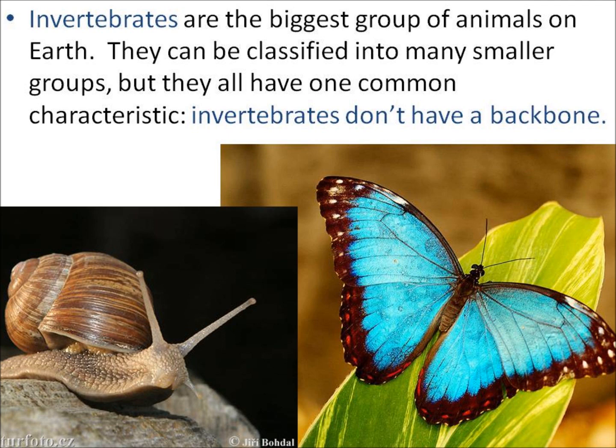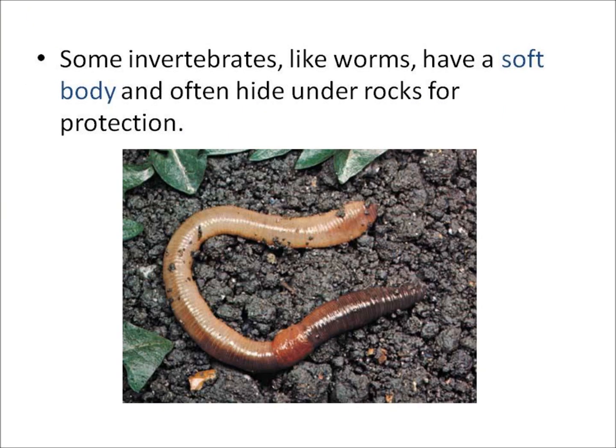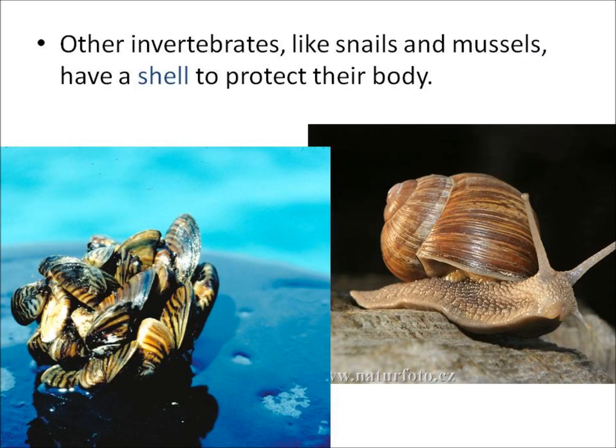Invertebrates are the biggest group of animals on Earth. They can be classified into many smaller groups, but they all have one common characteristic. Invertebrates don't have a backbone. Some invertebrates, like worms, have a soft body and often hide under rocks for protection. Other invertebrates, like snails and mussels, have a shell to protect their body.